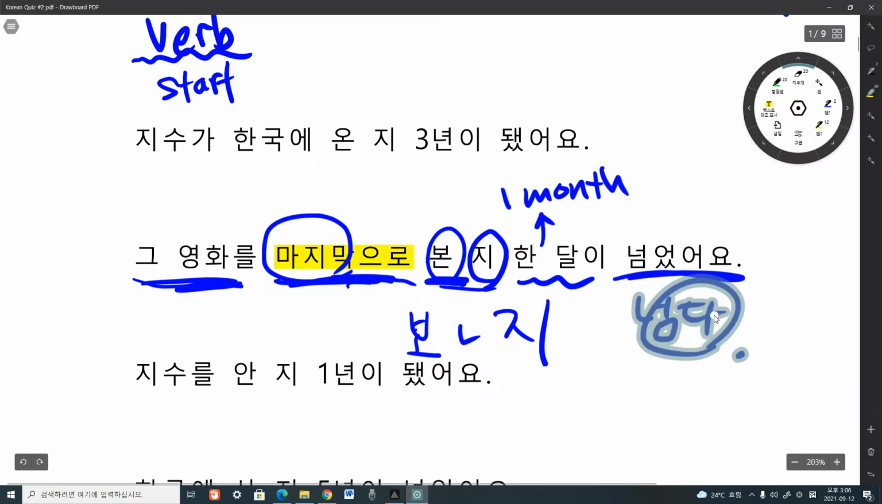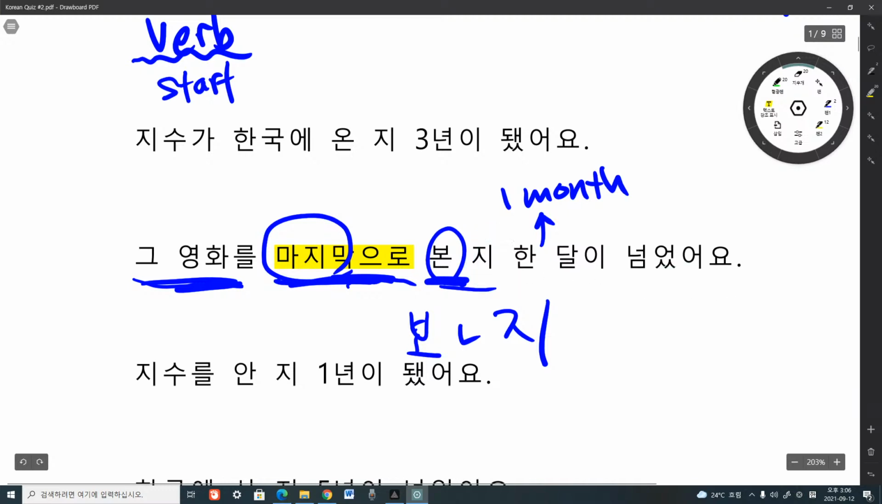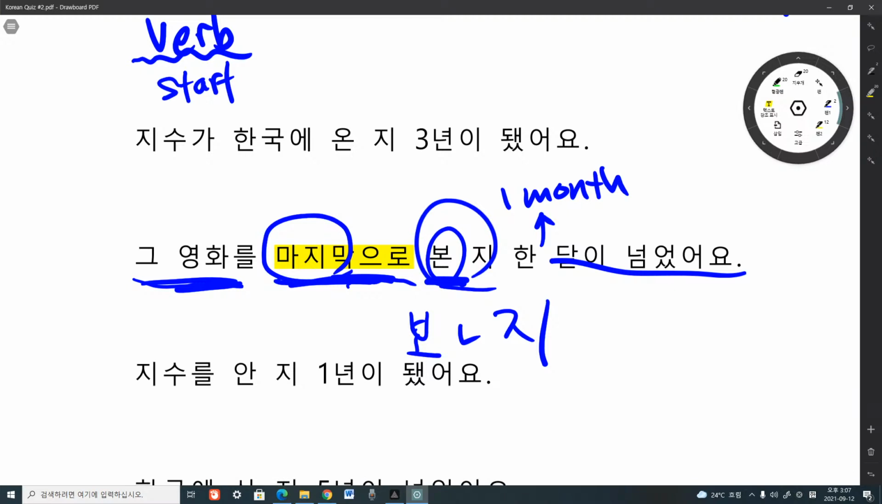넘다 means to go over. So 한 달이 넘었어요 means it's been over a month. 한 달이 넘었어요. So it's been over a month since I last watched that movie. 그 영화를 마지막으로 본 지 한 달이 넘었어요.